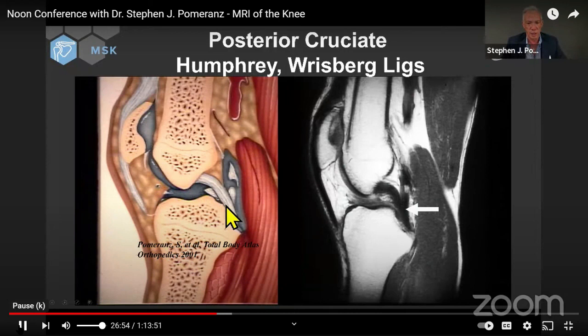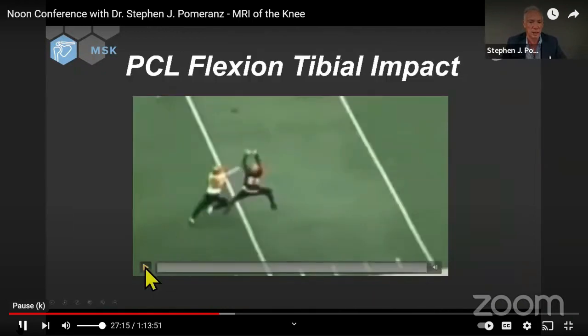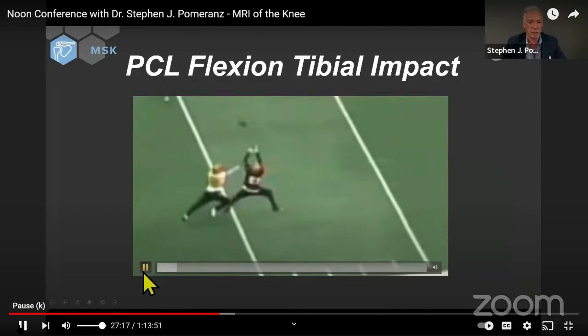Here's your curved PCL. Yes, it's curved, it's blacker, it's thicker. It has a broad footprint on the femur. Anterior to it, the meniscofemoral ligament of Humphrey. Posterior to it, the meniscofemoral ligament of Wrisberg, and the capsule with the oblique popliteal ligament sitting directly behind in the midline. Let's take a look at a PCL mechanism of injury.